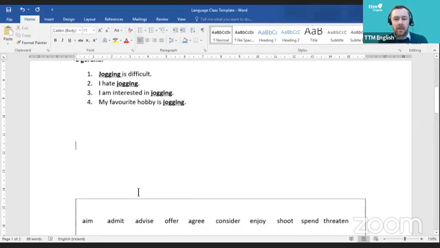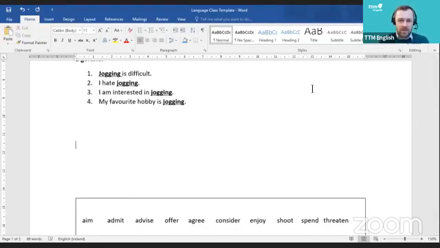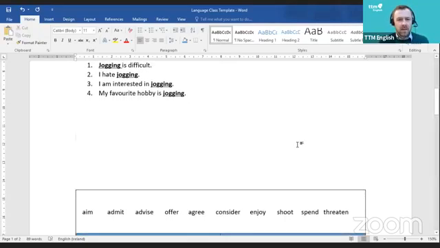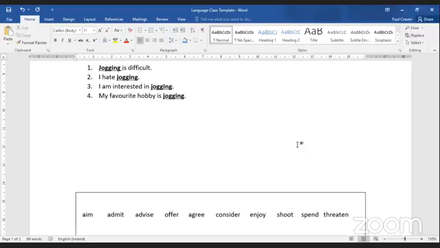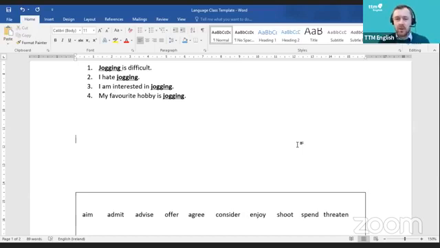Okay, so look at these words. Can anyone tell me what type of words they are at the bottom of the screen? The verb. They're all verbs, yeah? Thanks, Siva. I can see you drank your coffee this morning. That's good.